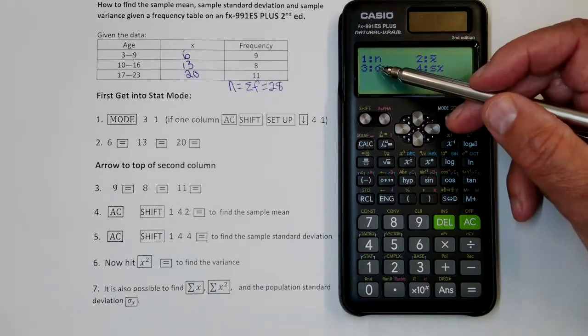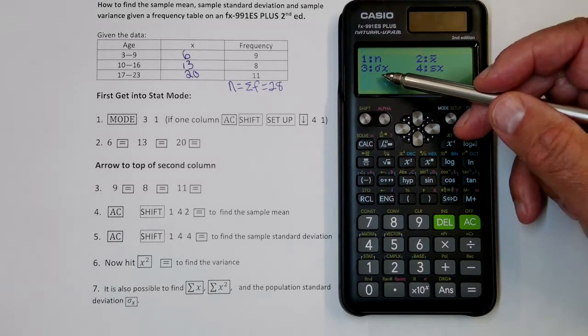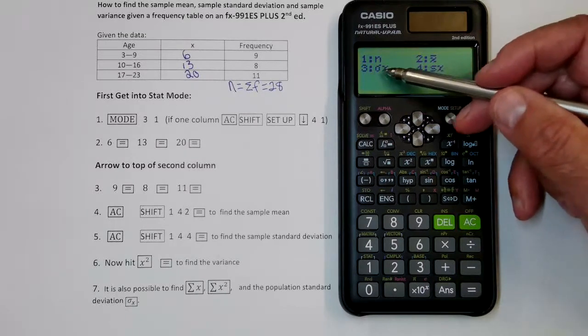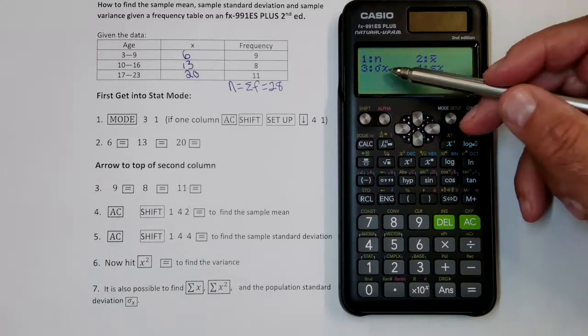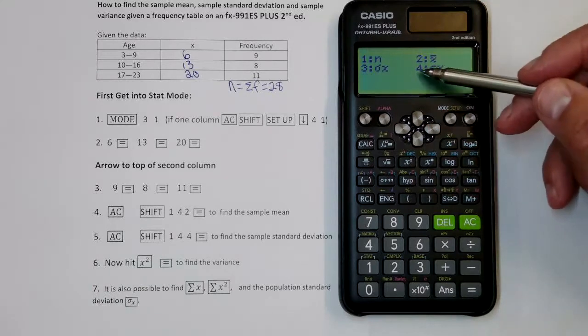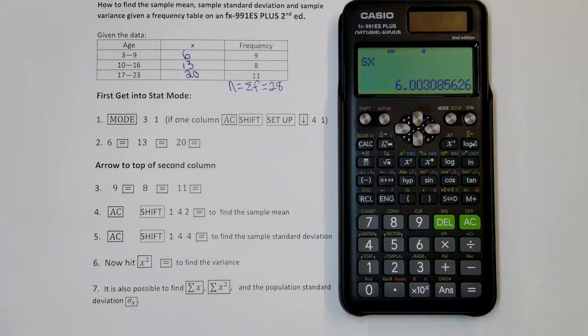Now sigma, this guy, means your population standard deviation. You're probably not going to use that very much. Unless you're dealing with all of the population, you're not going to be using that. You'll be using 4 most often. So I'll hit 4, that's all needed. S of x is 6.003, et cetera.